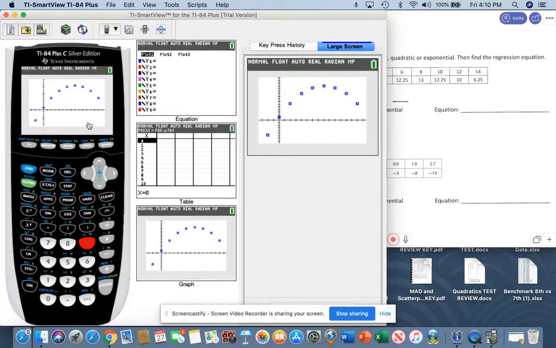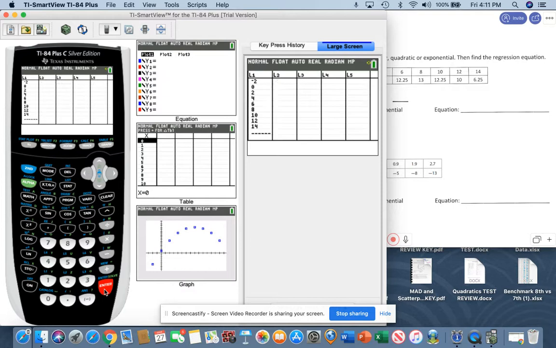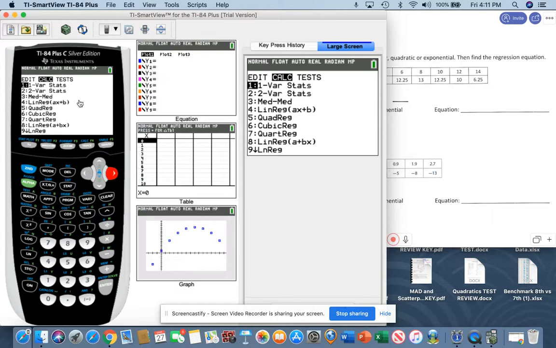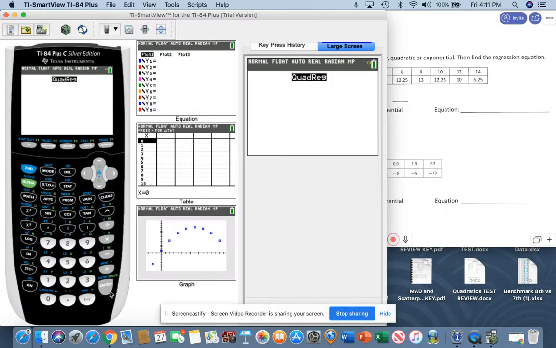So now you can go back to stat, enter, and now you can do stat calc, and you can pick, instead of a linear equation, 5 for quadratic, because that's what our graph looked like, remember? And then enter, enter, enter.